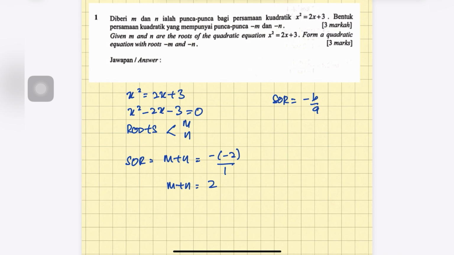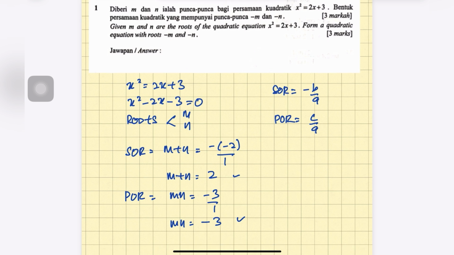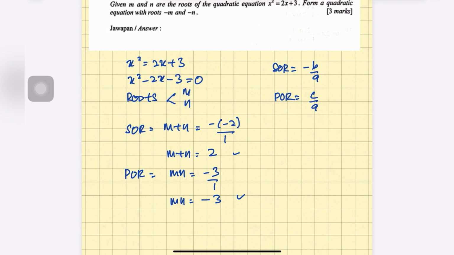Okay, so for POR, the formula is c over a. So mn equals c, negative 3 over 1. So mn equals negative 3. Okay, so we already have SOR and POR. So now we are going to form a quadratic equation with roots negative m, negative n.